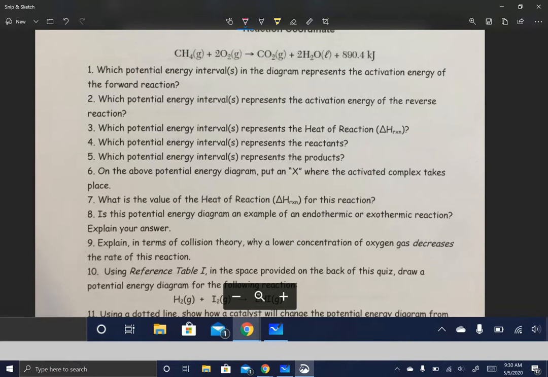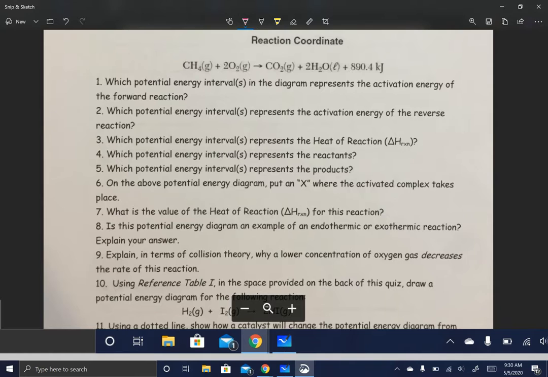9. Explain in terms of collision theory why a lower concentration of oxygen gas decreases the rate of this reaction. So when we look up here, it wants to know why if we have a lower concentration of oxygen, it decreases the rate, meaning it reacts slower. That's what that means. It reacts slower. And here's why. In terms of collisions.